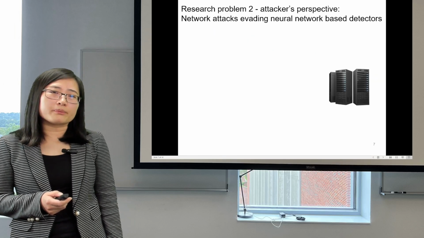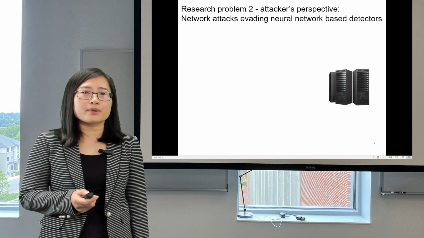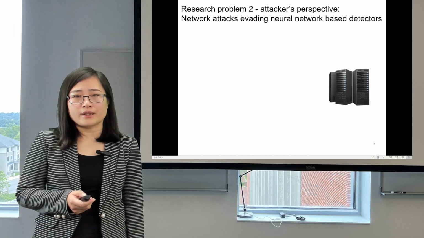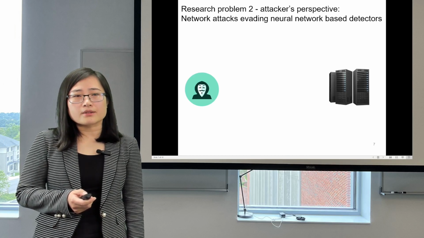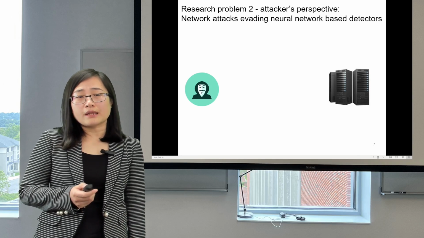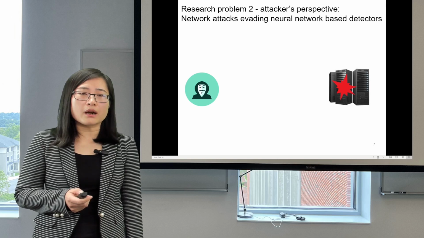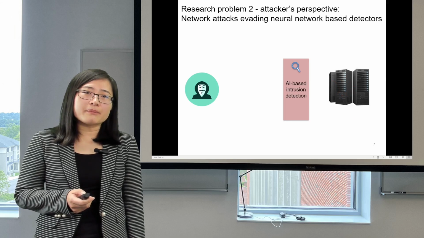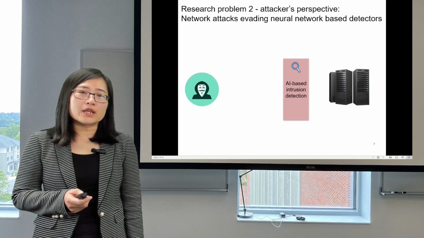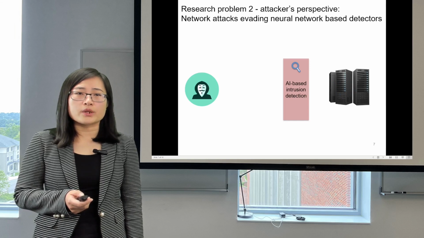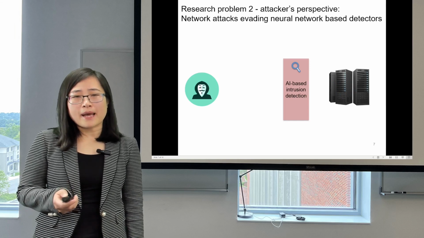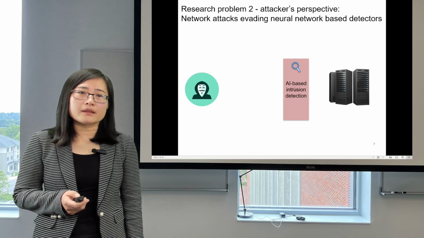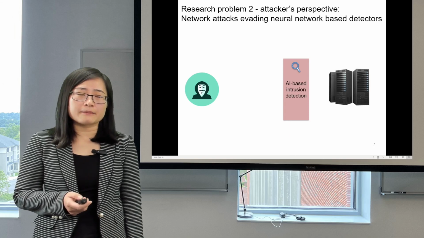The second research problem we studied takes more of an attacker's perspective. We want to know how we can evade the detection of the defenders. In network security, attackers usually need to craft network packets to break into the target and compromise the remote machine. With the development of AI, many intrusion detection systems are now AI-based, which means they classify the incoming packets into malicious packets and innocent packets. If they see a packet coming in that is malicious, then they will drop this packet.